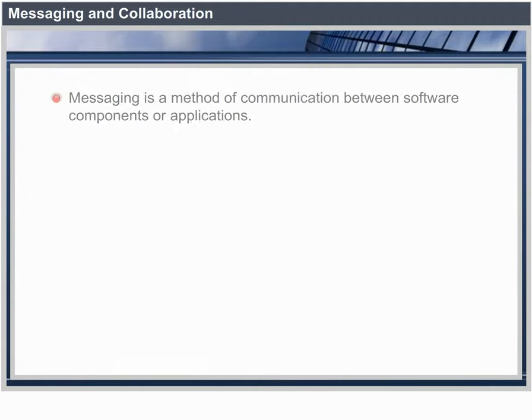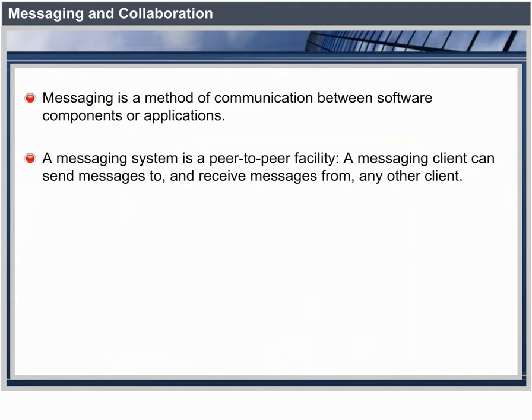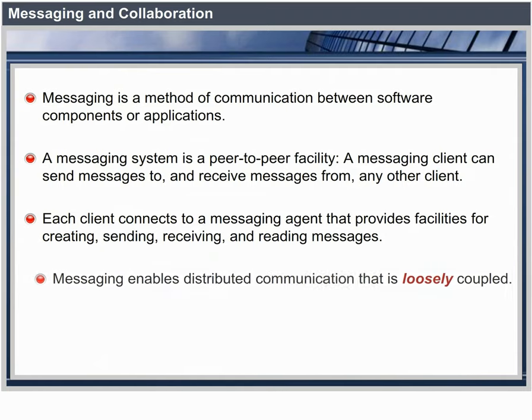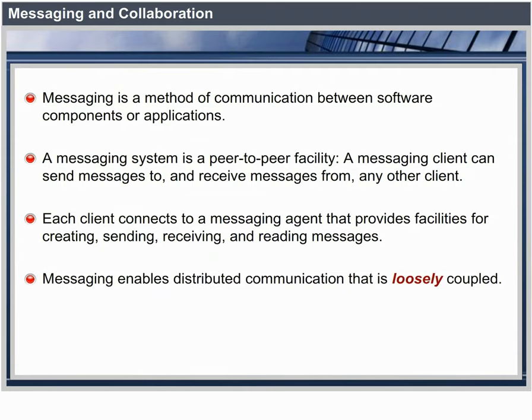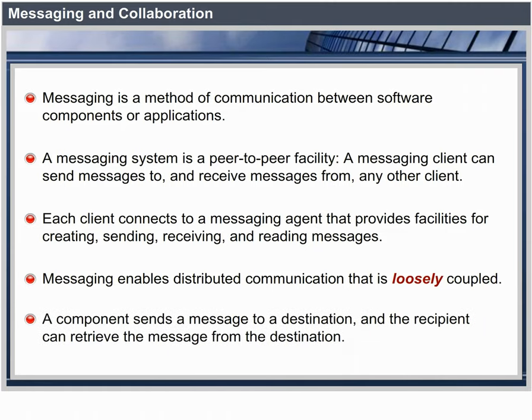Messaging and collaboration. Messaging is a method of communication between software components or applications. A messaging system is a peer-to-peer facility. A messaging client can send messages to and receive messages from any other client. Each client connects to a messaging agent that provides facilities for creating, sending, receiving, and reading messages. Messaging enables distributed communication that is loosely coupled. A component sends a message to a destination, and the recipient can retrieve the message from the destination.